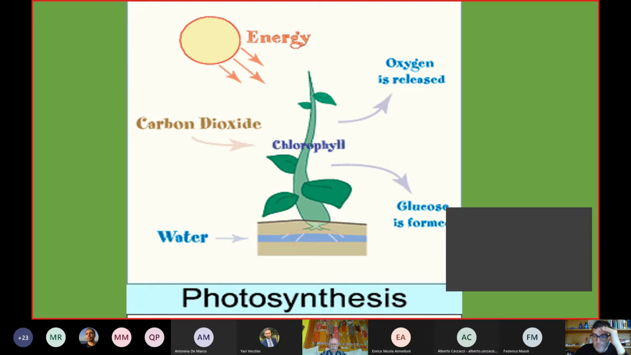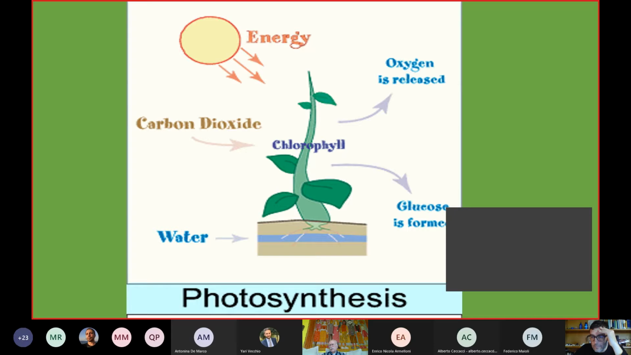A brief introduction about photosynthesis. As you know, the engine pushing it, supporting it, is the sunlight, and carbon dioxide is absorbed, whether from air or, in the case of algae, from the water, the dissolved carbon dioxide, CO2, and oxygen is released. We shall see in a moment further, and glucose is formed. And water is absorbed, in this case, by the roots.